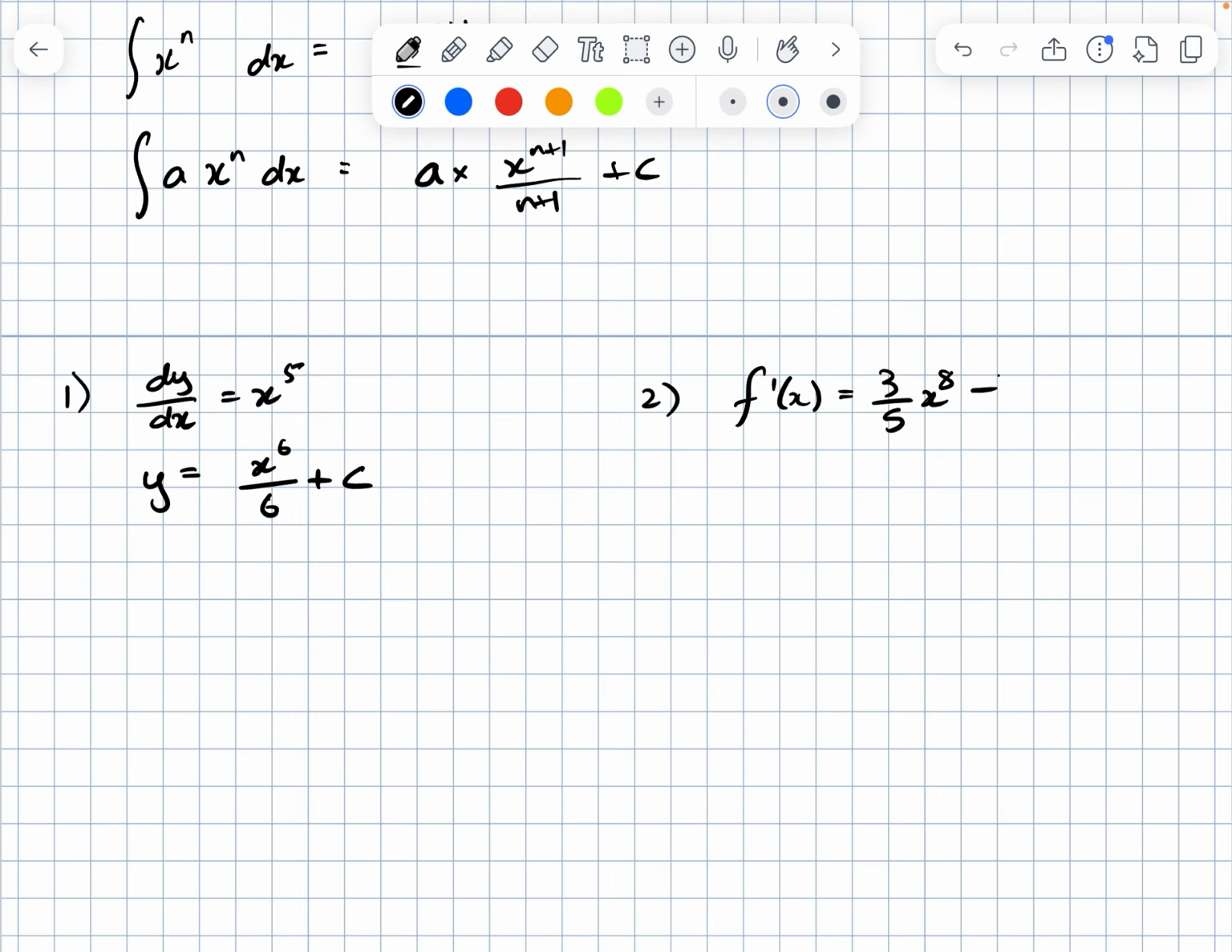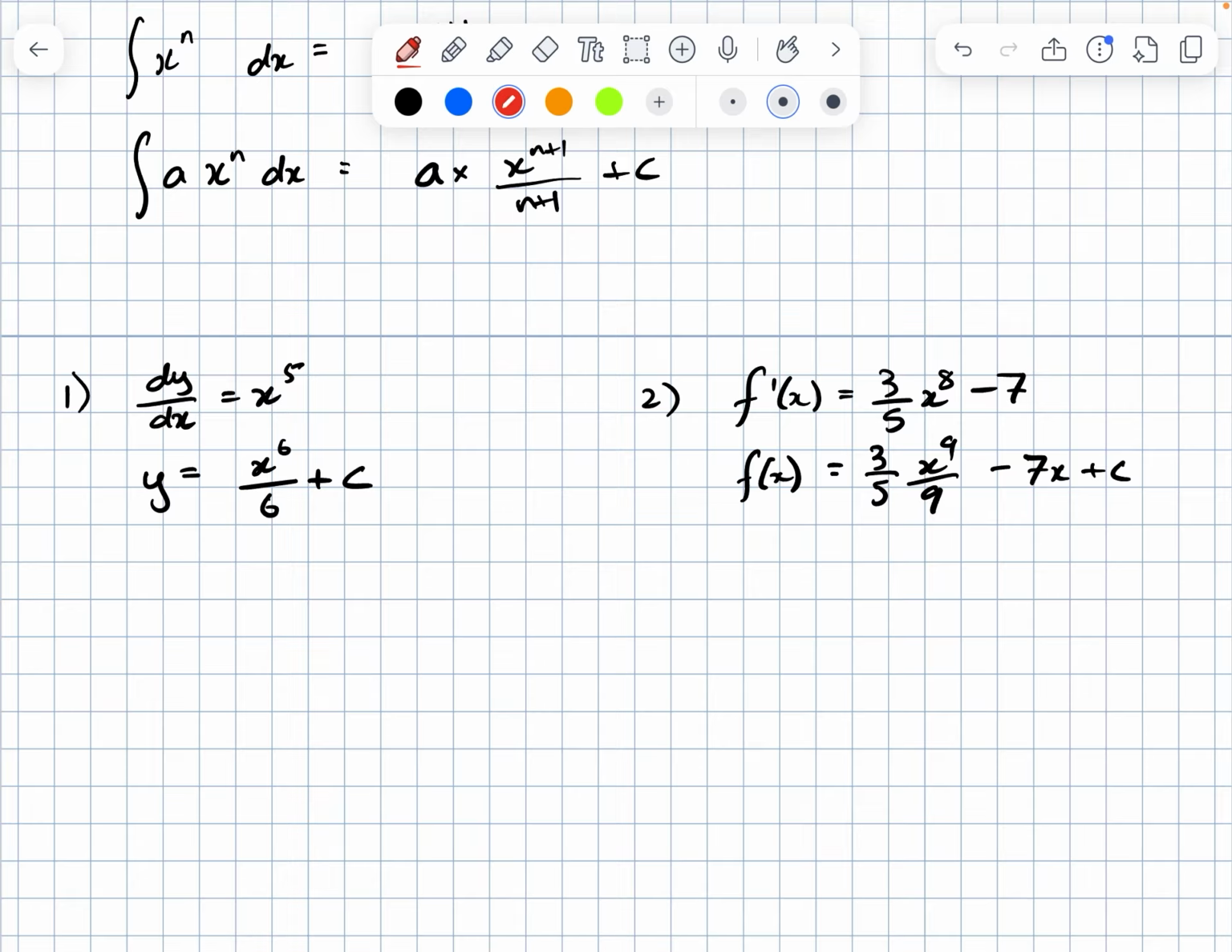Number 2, so we have f'(x), and that's equal to 3/5 x to the power of 8 minus 7. Well, to get f(x), for each of these, we're going to raise the power by 1 and divide by the new power. That gives us 3/5 times x to the power of 9 divided by 9, minus, and when there's not an x, then we're just going to introduce one, minus 7x plus c.